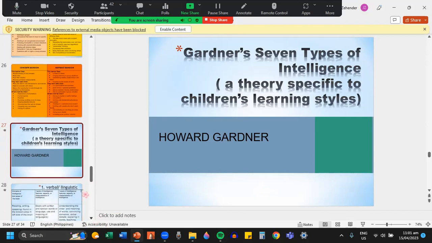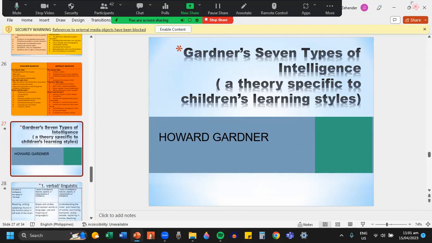So next we have Gardner, 7 types of intelligence. This is a theory specific to children's learning style, so you're also going to include this one. In your written activity, you're going to identify your learning style based on Kolb and also on Gregorc, and then the third part is to write down your learning style based on your type of intelligence.